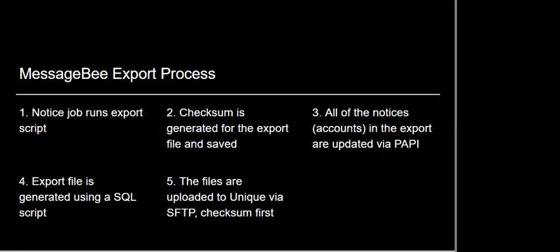It generates the checksum for that export so MessageBee can verify that the data they receive is all valid. After it has both those files, it sends them up to Unique, sending the checksum first. And this part, as far as I know, is unique to our implementation: after it uploads the export, it goes through and updates all of the notices, so that whenever we run the next step of the notice job to send the SMS and emails, it doesn't send all the email notices at the same time.